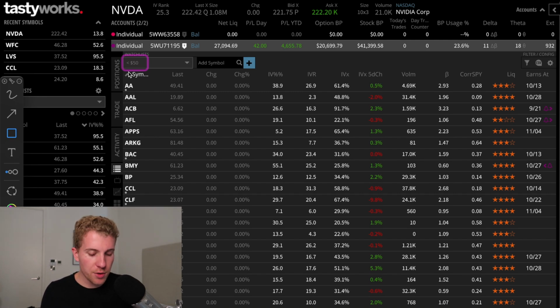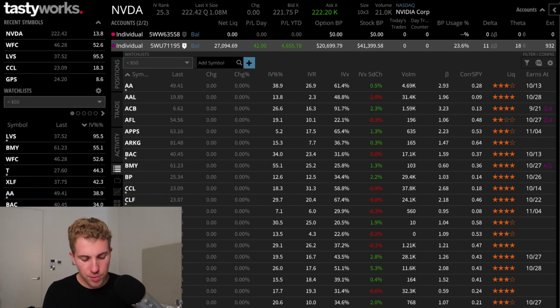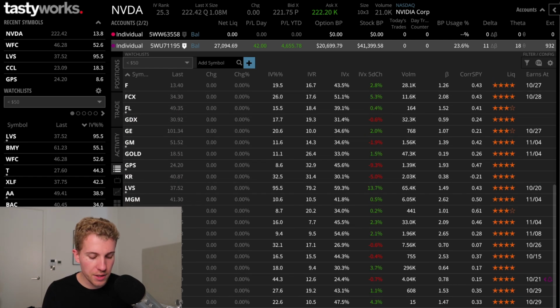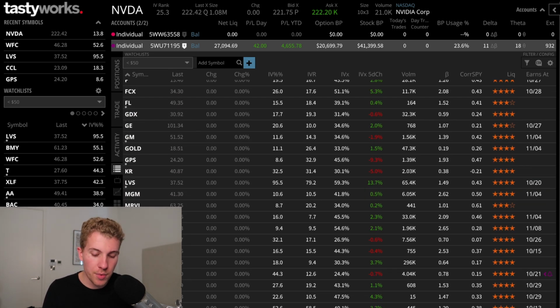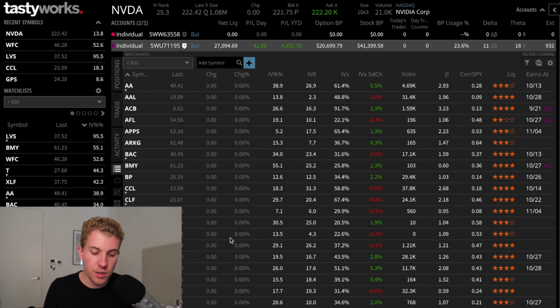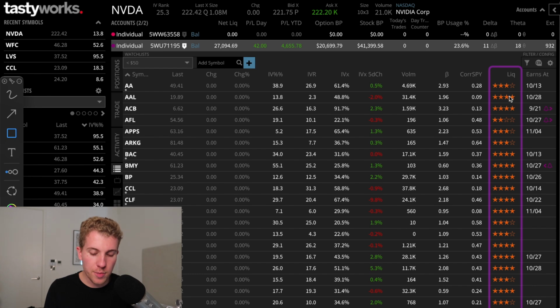In terms of stocks that you can find in that watch list, you can find, for example, Alcoa, American Airlines, Bank of America, BP, CCL. You have plenty of stocks in this watch list, quite a lot of them. Something quite interesting to notice is that you have all those stars in this column, and this column is called LIQ for liquidity. All the stocks in this watch list are pretty liquid. If not all of them, you will always find a ton of open interest for most of the stocks that you're trying to trade in this watch list.